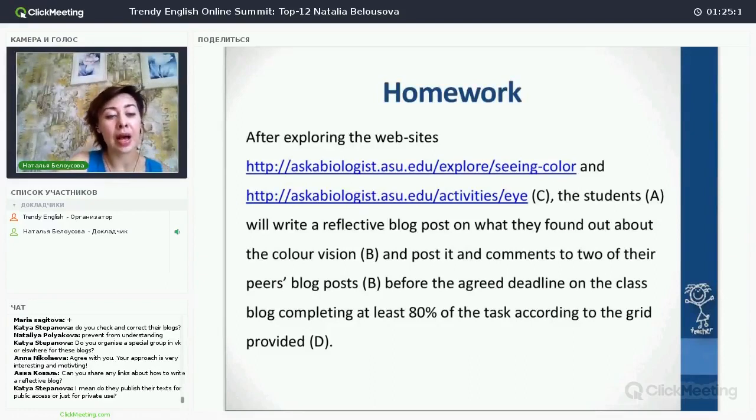Anna asked to share any links about how to write a reflective blog. You can just email me if you're interested, and I'll share some other example of a reflective blog today. Okay. All right. So this is it.